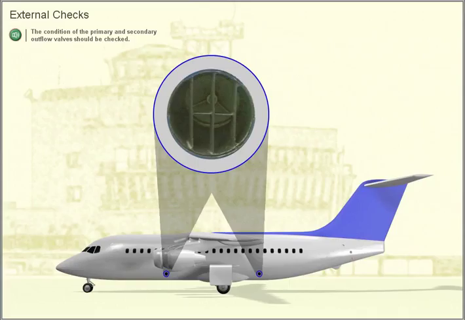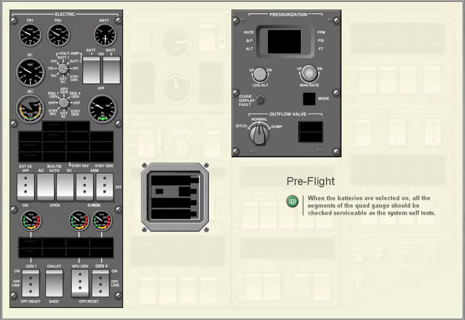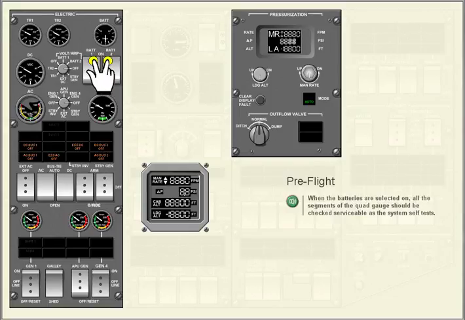External checks. The condition of the primary and secondary outflow valves should be checked. Pre-flight. When the batteries are selected on, all the segments of the quad gauge should be checked serviceable as the system self-tests.